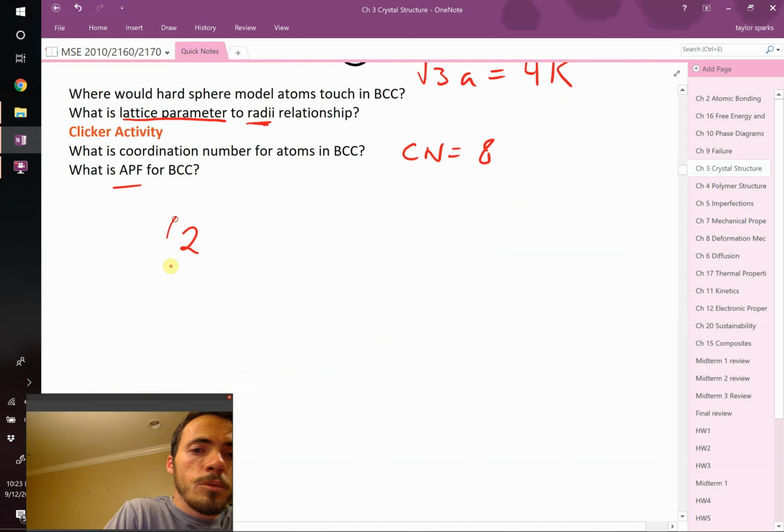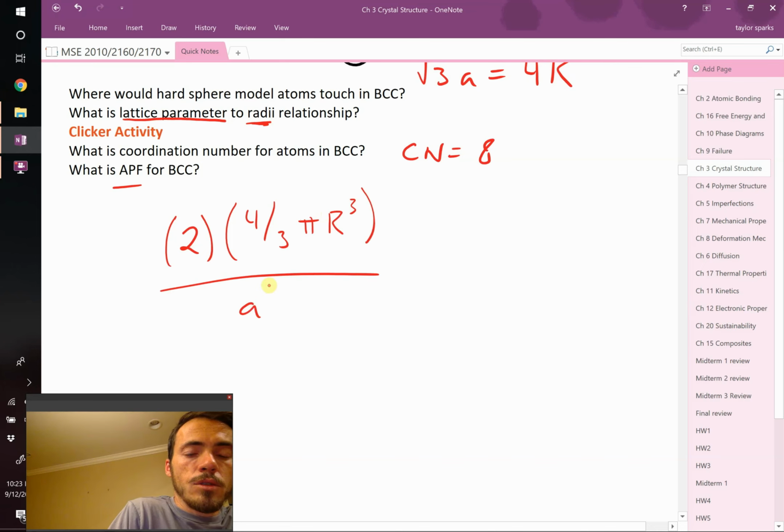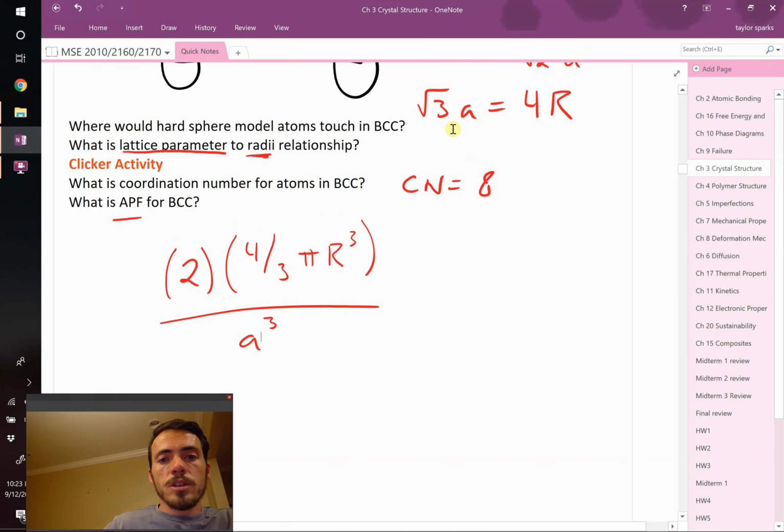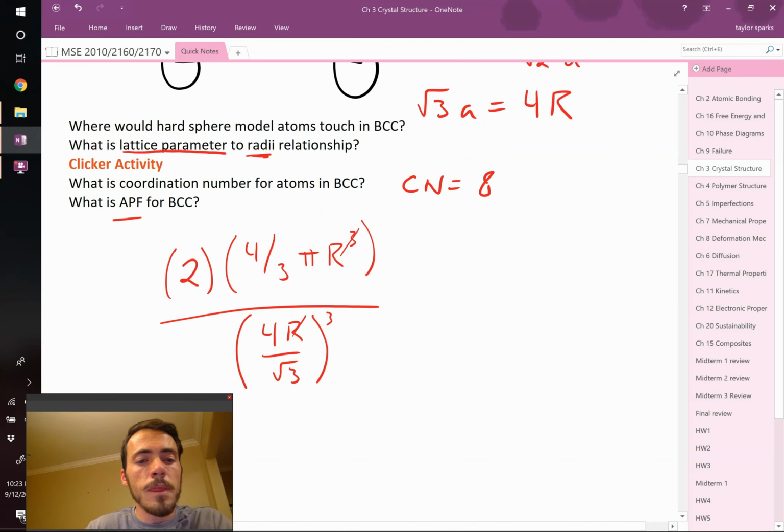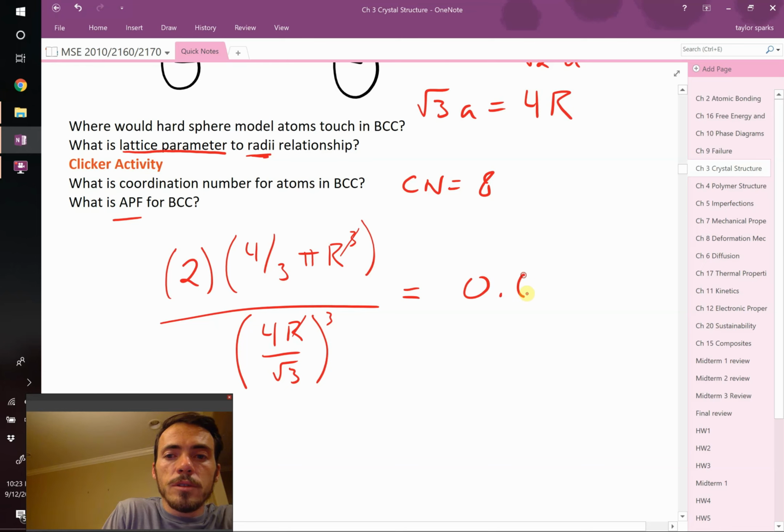We've got the volume of each one, 4/3 pi r cubed. We're going to divide this by a cubed, right? That's our lattice parameter volume. But we have an expression for a in terms of r right here. So let's go ahead and substitute that in. We're going to say that that's equal to 4r over root 3, cubed. The r's cancel out again. And now when we plug this in, we find that it's equal to 0.68, or in other words, 68%.